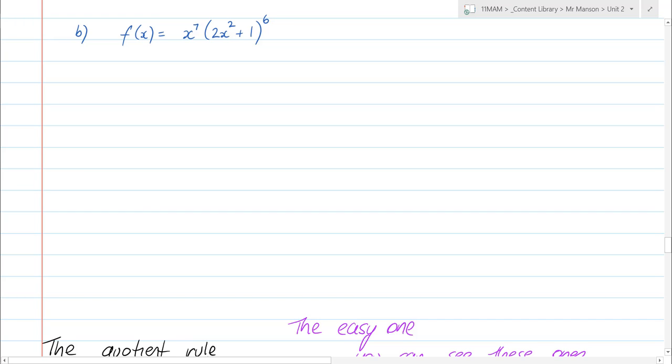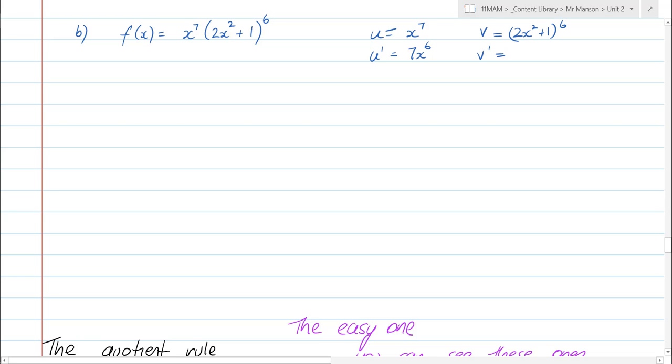Cool. u equals x squared. u dash, that's wrong. u equals x to the power 7. u dash equals 7x to the power 6. v equals (2x squared plus 1) to the power of 6.